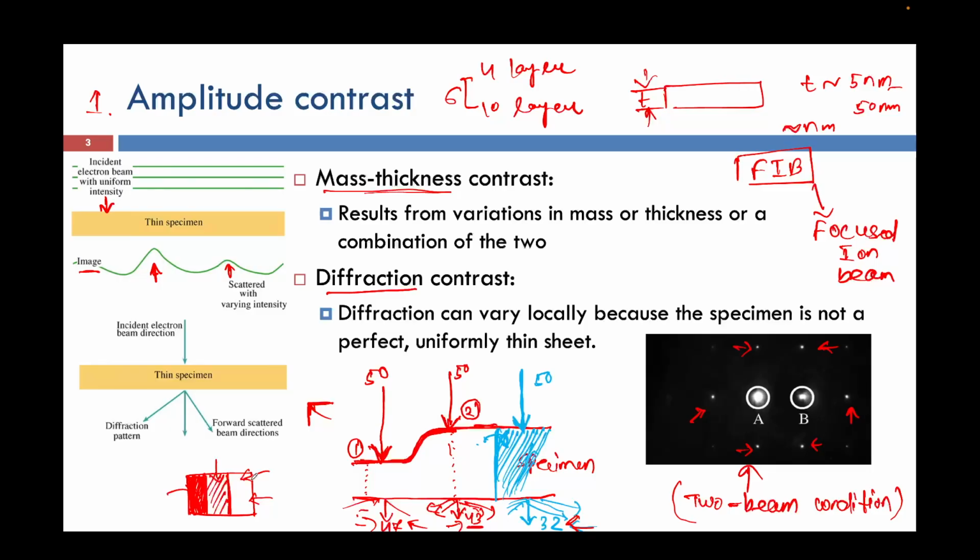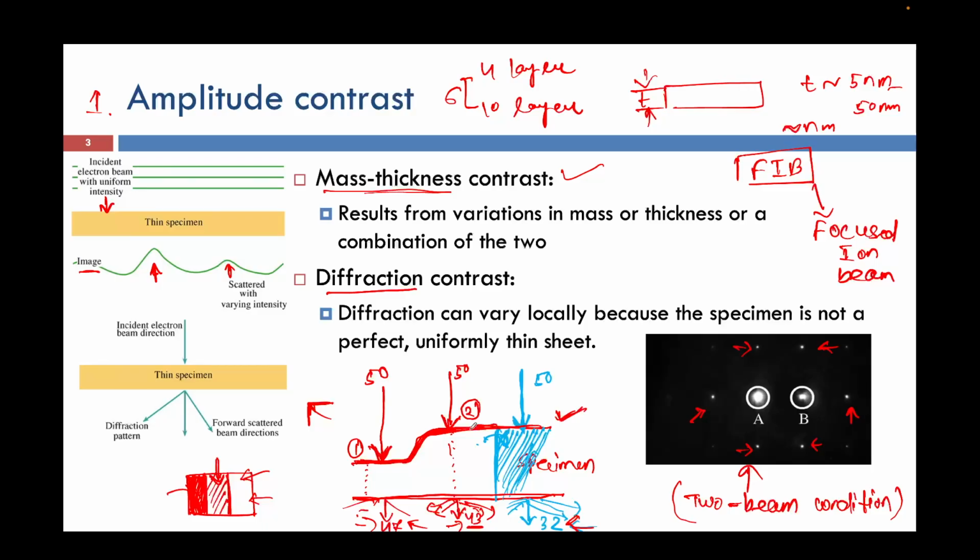Since the intensity variation will be there due to the thickness or the mass variation in my sample, the intensity variation will eventually lead to contrast. So that is why there are different types of contrast I can see in my samples, and this type of contrast is known as mass thickness contrast. That means either the thickness varies in my sample or the mass varies in my sample, then I will be able to get the mass thickness contrast.